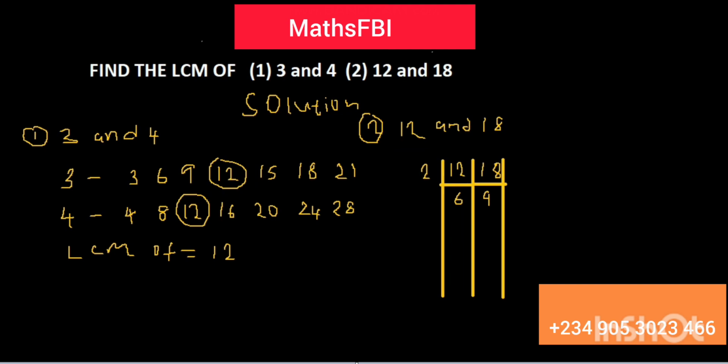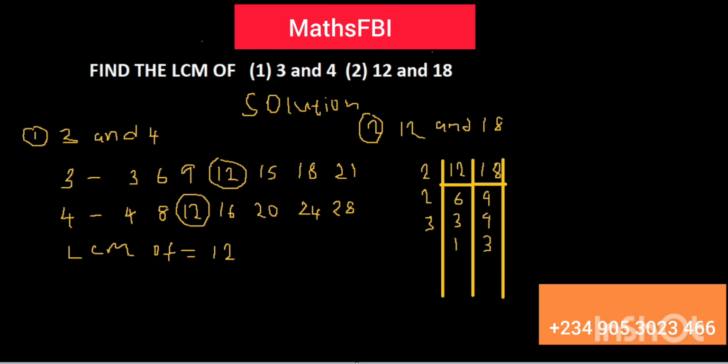So another prime number we may make use of again is 2. 2 in 6 is 3. 2 in 9, 2 is not a factor of 9, so bring down 9. So we have exhausted the use of 2. 2 is not a factor of any of these two, so we make use of the next prime number, 3. 3 in 3 is 1. 3 in 9 is 3.